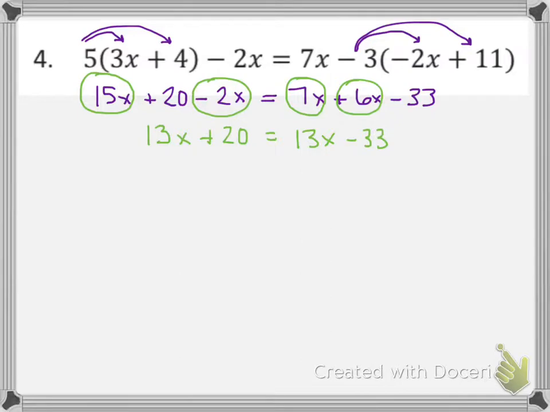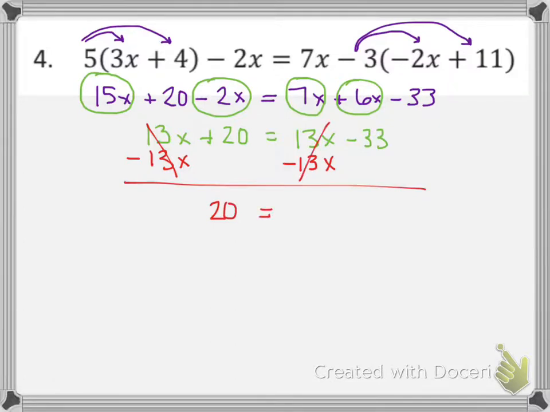Next step, get the variables on the same side. Well, I have 13x positive on both sides. I'm going to subtract 13x from the left side. I'm going to balance the equation by subtracting 13x on the right side. And when I do that, those 13x's go away. I'm left with 20 equals -33.